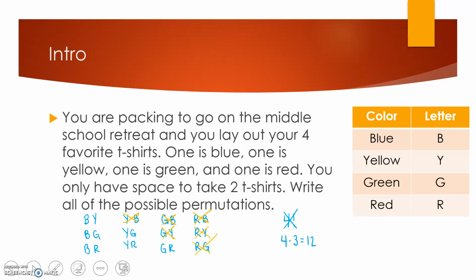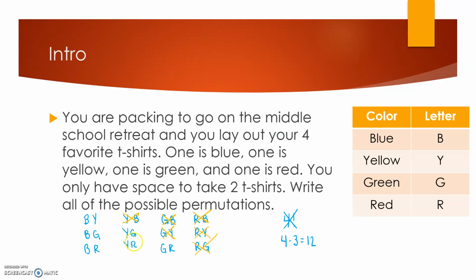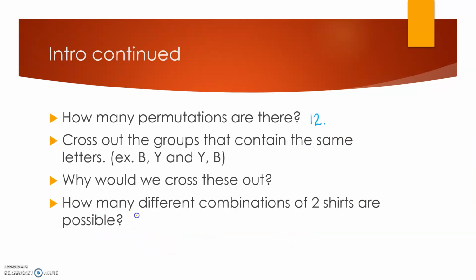Well, if someone says, which shirts did you pack? And you say blue and yellow. And they say, oh, don't you mean yellow and blue? You'd be like, that's the same thing. Blue and yellow and yellow and blue are the same combination of t-shirts. And this is what we're talking about today. So with permutations, we're looking at all the different ways we can rewrite them. But with combinations, we see that there are actually only 1, 2, 3, 4, 5, 6 combinations, because blue and yellow and yellow and blue are the same.